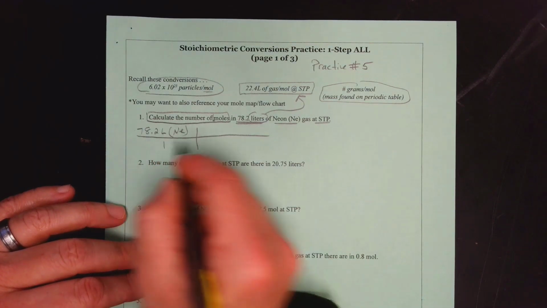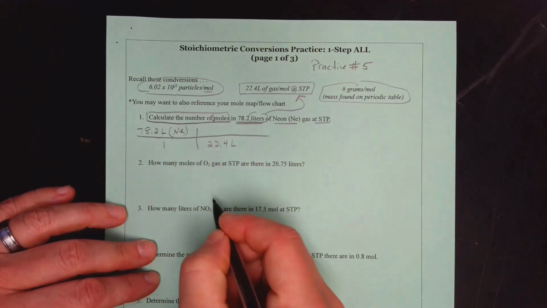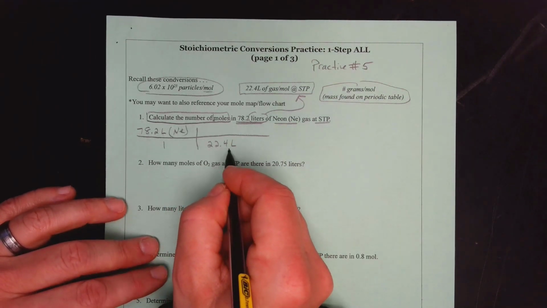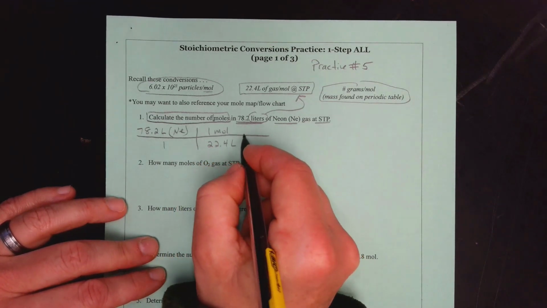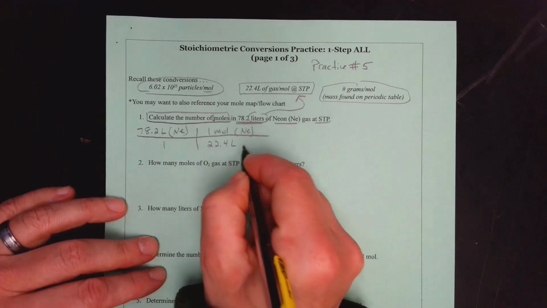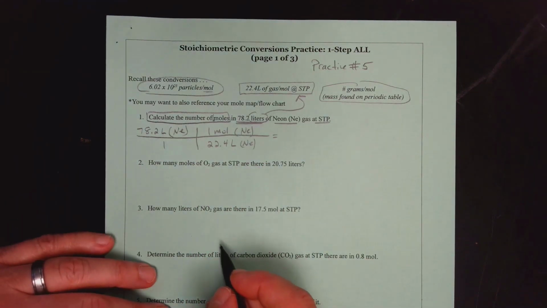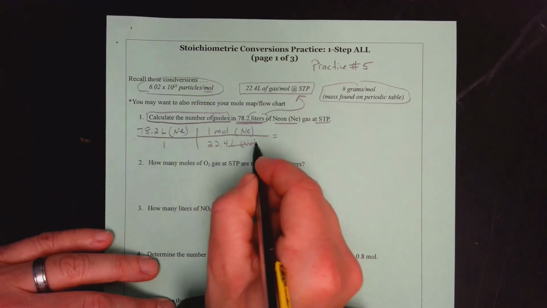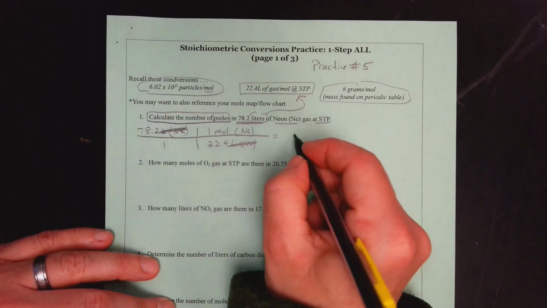I have to get rid of liters, which means I'm going to put my 22.4 liters down here at the bottom. And I have to remember that if I have 22.4 liters of any gas, that's the same as saying 1 mole of that gas, and that gas is neon. I'm going to put that right there, and then it's just a matter of going through our process. We are going to cancel out liters of neon over here and liters of neon right here.